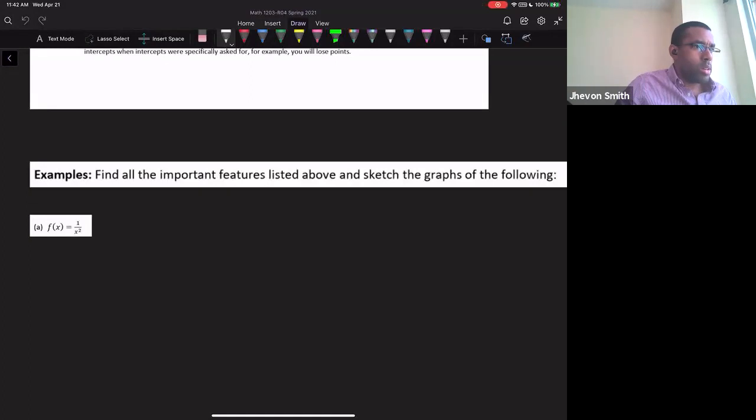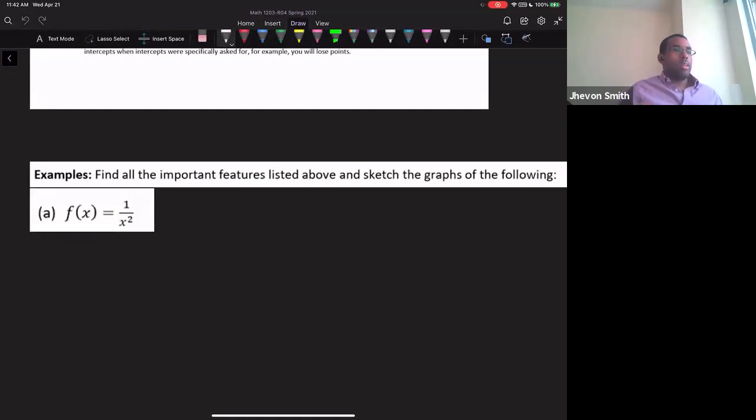So here's the first guy, which is 1 over x squared. We already know what that looks like. It looks like this, right? Let's see if we could actually figure out that's what it looks like. Suppose we didn't know what that looks like, but we do, but let's pretend we didn't. And let's actually try to graph it.